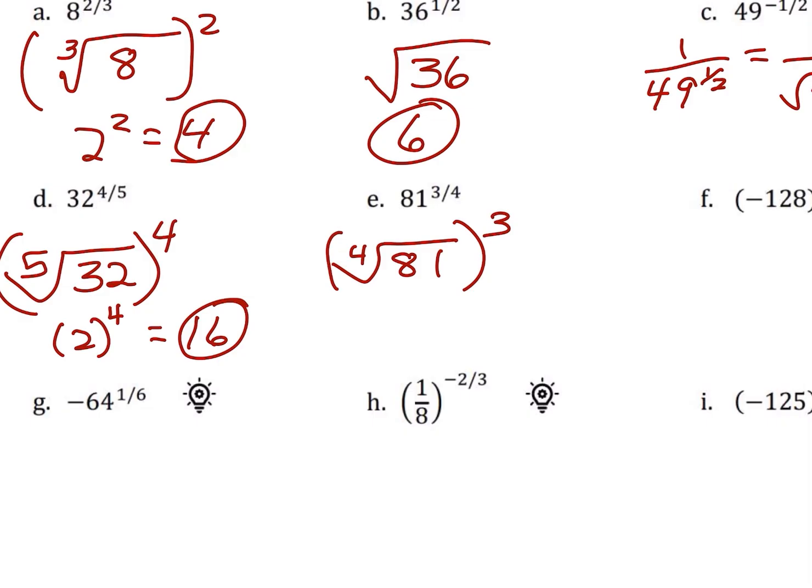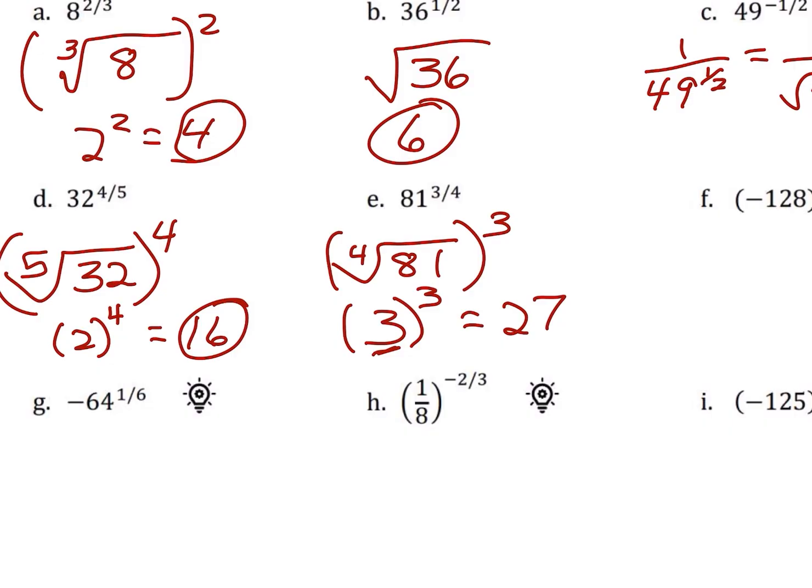3 times 3 is 9, times 3 is 27. Yes, 27 times 3 is 81. So the 4th root of 81 is 3. So that's the part that's in the parentheses. And again, we don't need the parentheses. I just want you to be able to see that the 4th root of 81 became this 3.